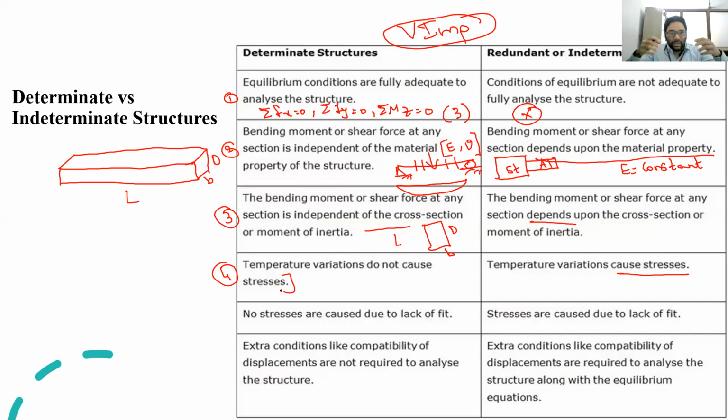As of now, try to remember that if there is a temperature variation happening to any material or member, then stresses will not be formed, or it does not cause any stresses in a determinate structure, but in an indeterminate structure it will form. And the next point will be stresses due to lack of fit.